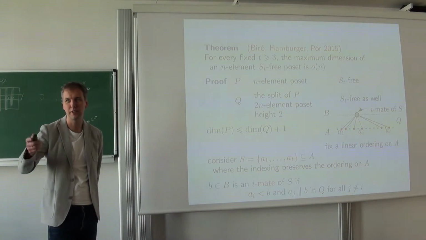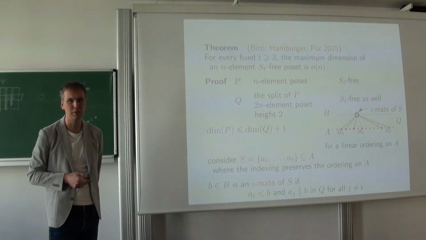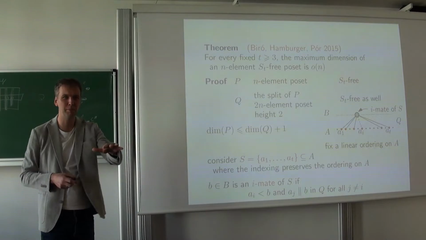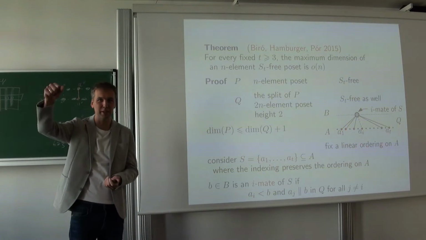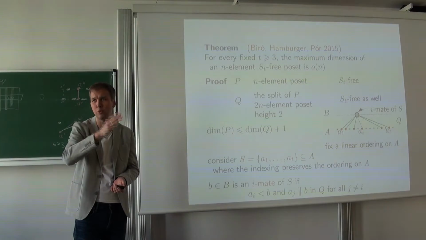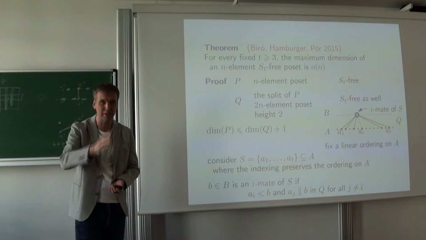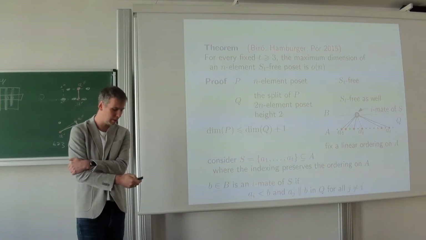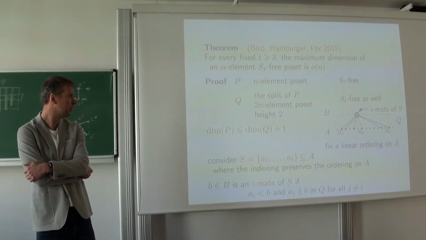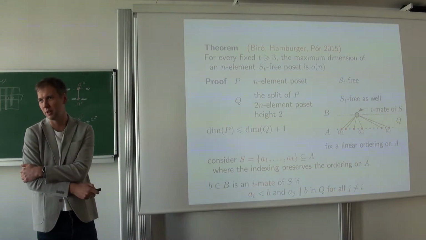It's a kind of threat for this tuple. You have T elements at the bottom. An element is a mate, an I-mate, where I is an index from 1 to T, if this element is above everything but the ith element of the tuple. Now, since our Q is ST3, we know something.